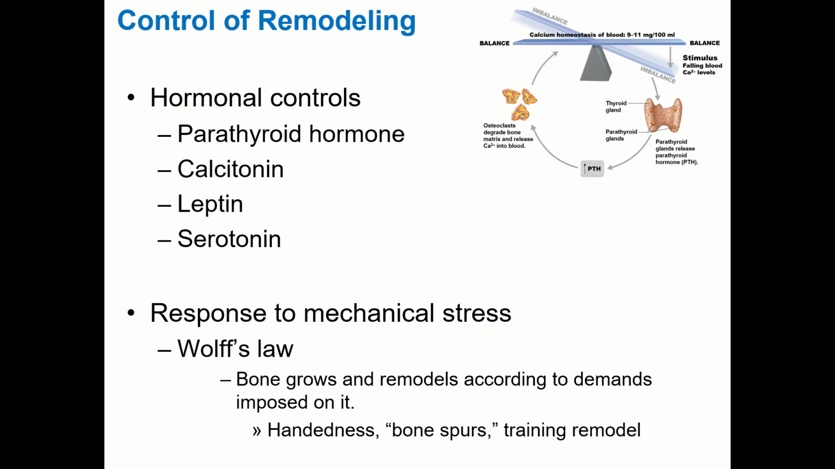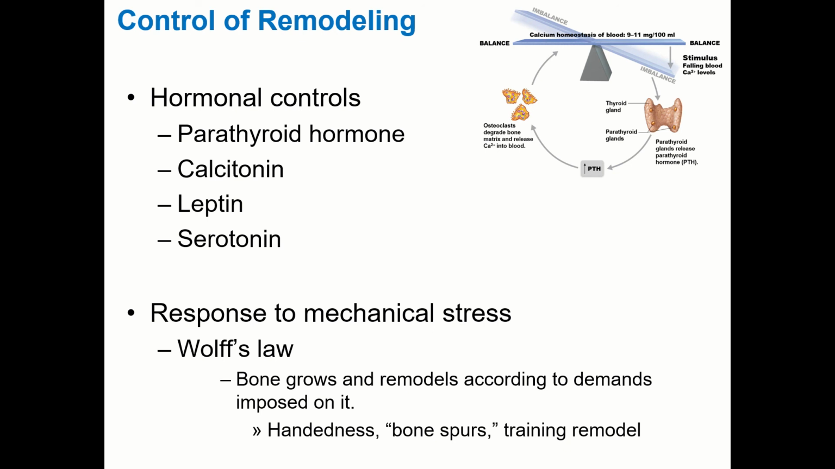So Wolff's law, you can see there, is named for a German physician who coined his law, if you will, in 1892. Wolff's law says the bone grows and remodels according to the demands imposed on it. So if we load bone, we'll lay down more bone. If we unload bone, so for example, if somebody is immobilized, like they got a cast on, or they're bedridden, we will demineralize bone. So we'll lose bone density.